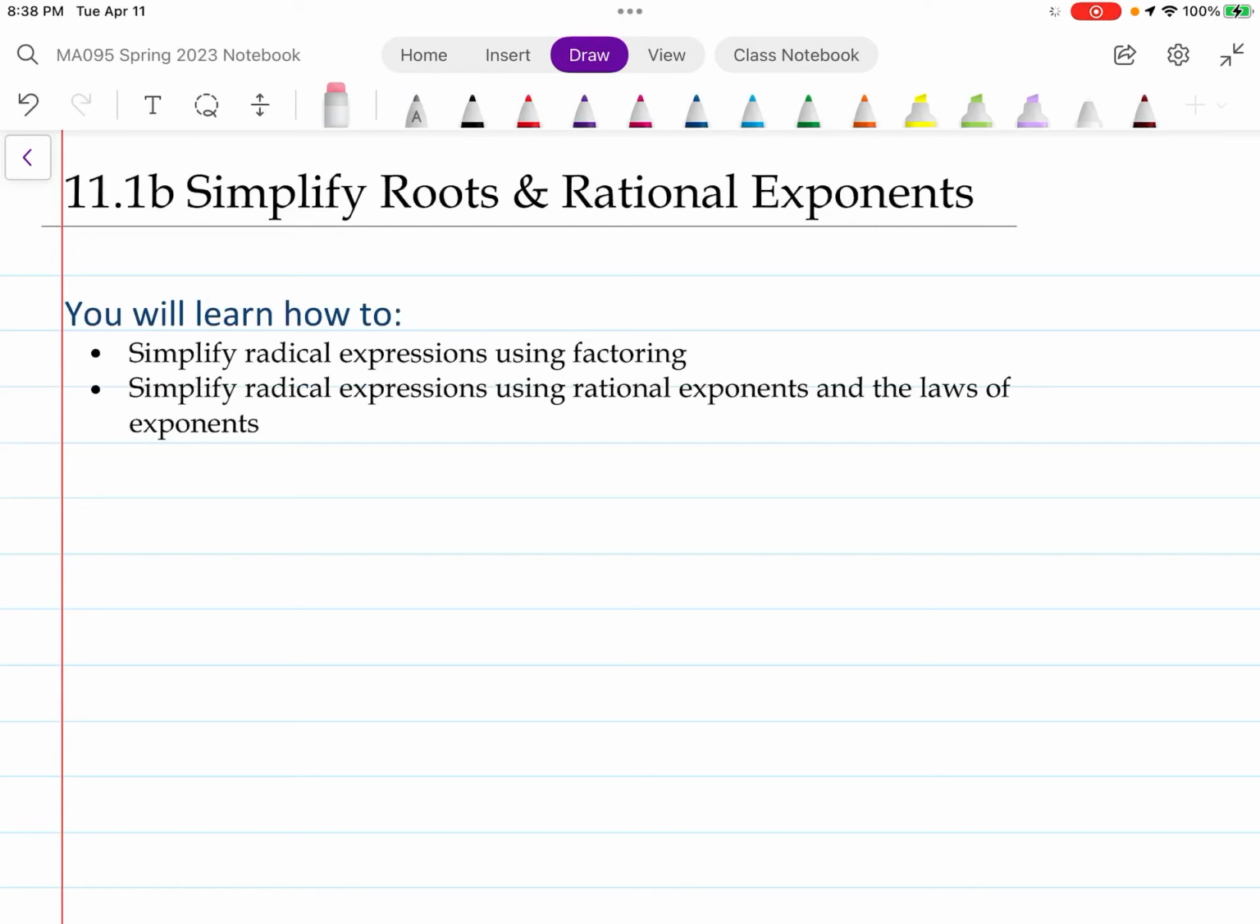Hi there, this is Professor Eckhouse, and I'm going to talk today about simplifying roots and rational exponents. So we talked about this in 11.1a, what these things are, and now we're going to talk about simplifying them.